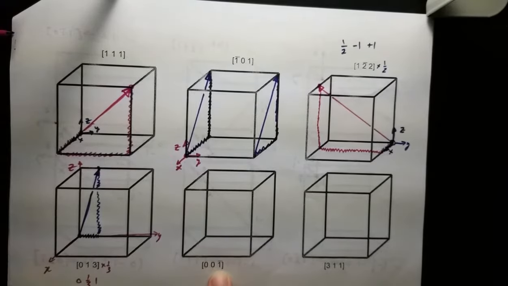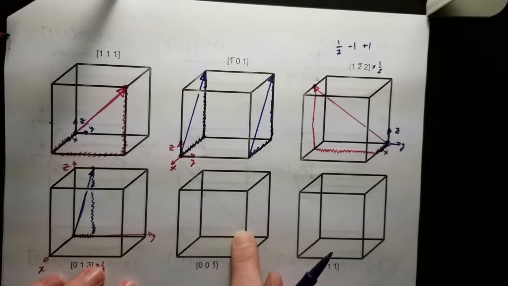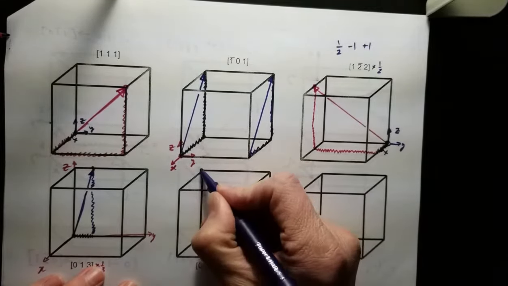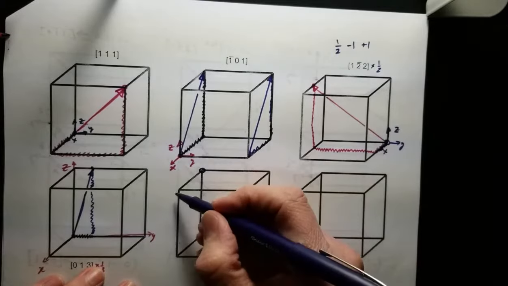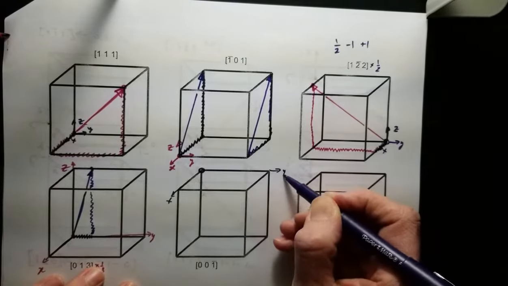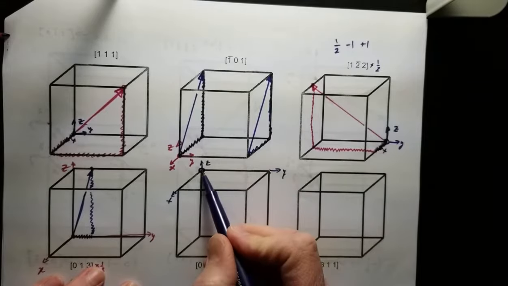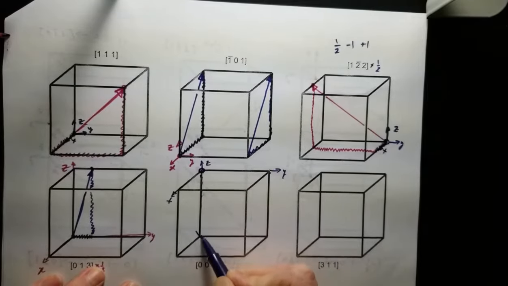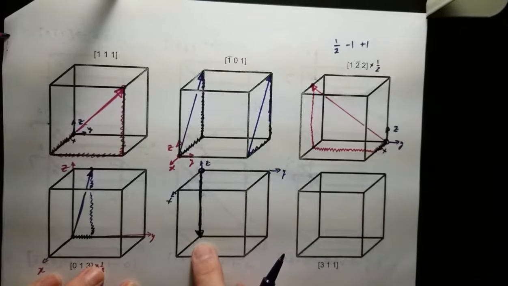Let's look at the 0, 0, 1 bar direction. In the X and the Y, we're not going to go anywhere, so we'll just keep ourselves in that back. But we're going in the minus Z direction. So it's going to be a lot easier if we work from that top plane. Let's pick that as our tail. Then X, Y, Z: 0 in the X direction, 0 in the Y direction, and minus 1 in the Z direction. It's going to be down here. So that is our 0, 0, 1 bar direction.